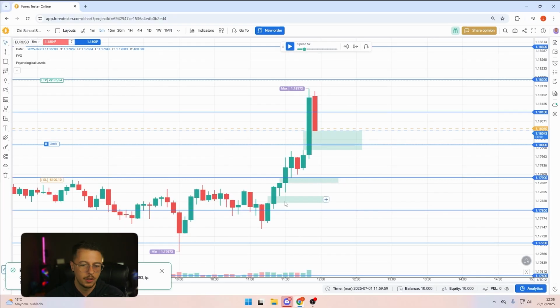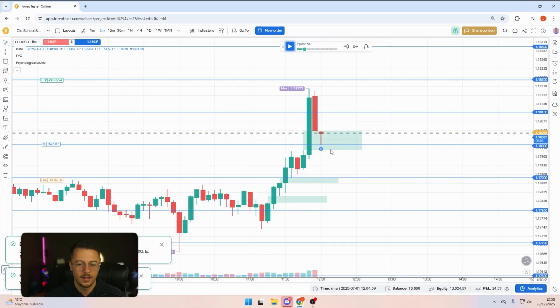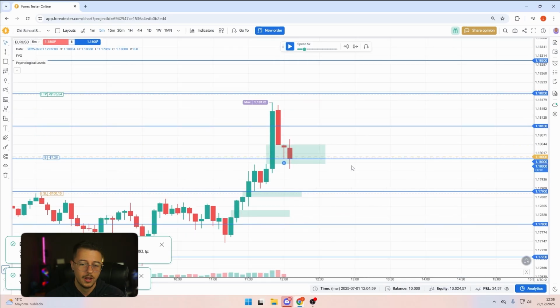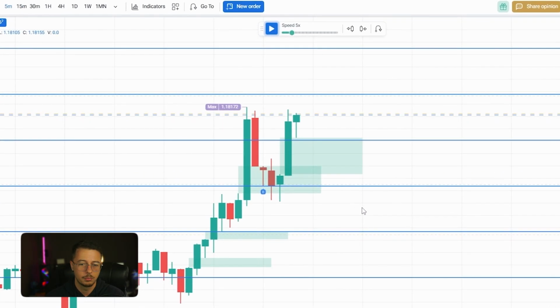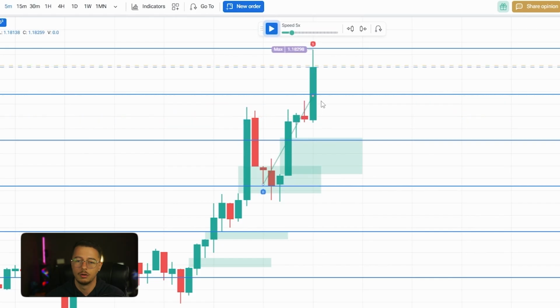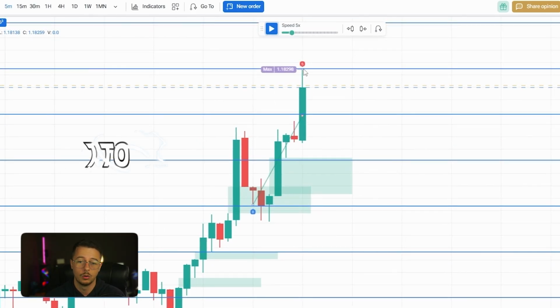So I'll place my order, and as you can see, it's entered like we saw before because it touched. And let's see how it develops. Perfect, and there we go, got our nice take profit. We could even aim for a 1 to 3, and that's how the strategy works.